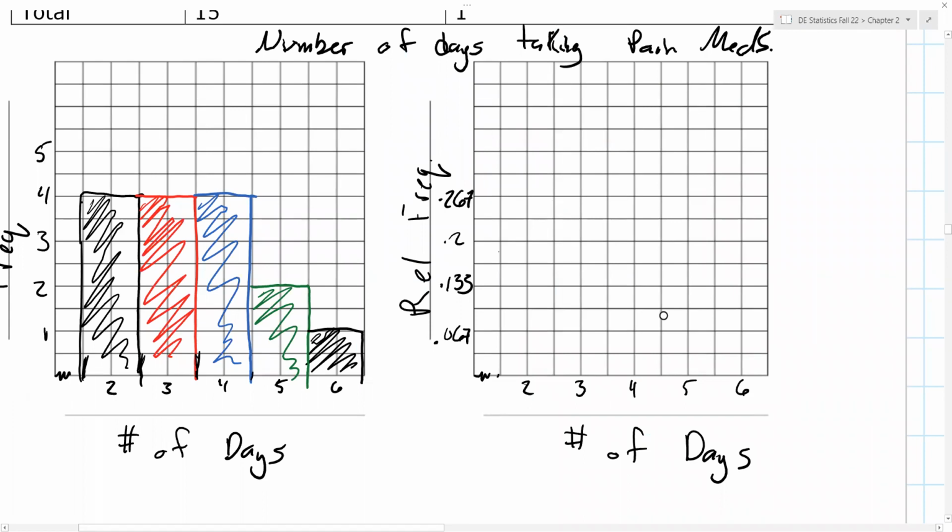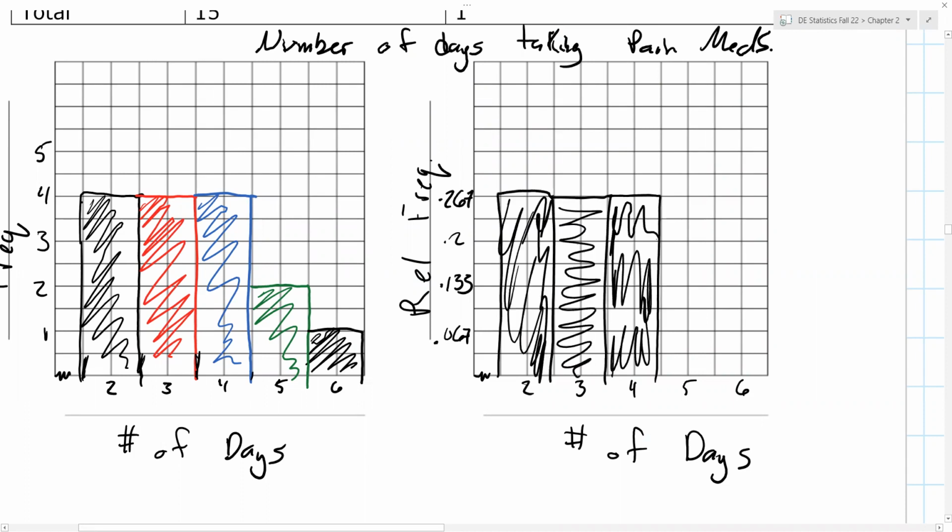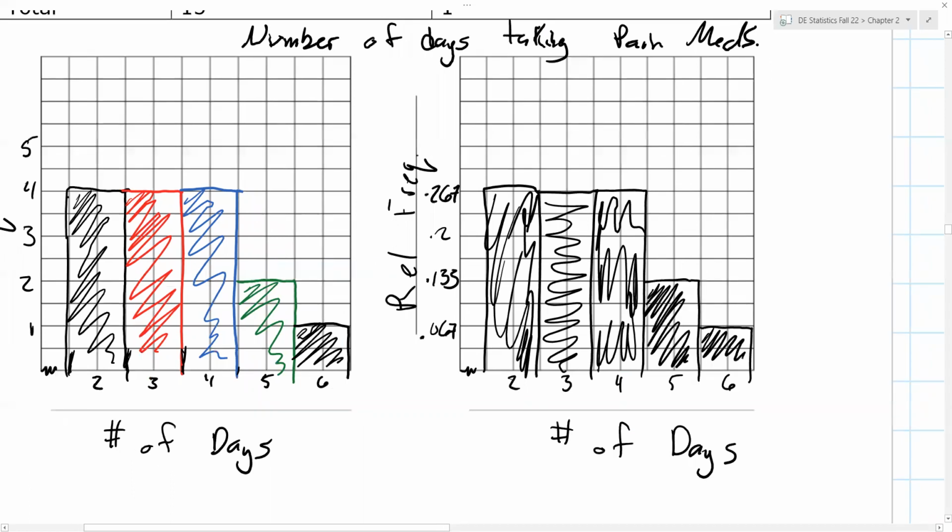Four again. So we have 2, 3, 4, 5, and then 6 ends here. And that is my relative frequency.